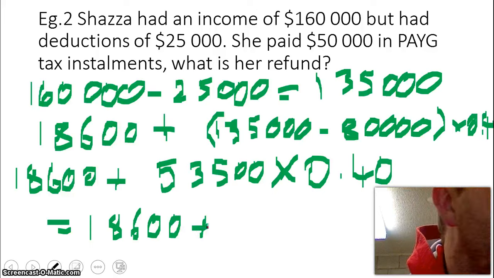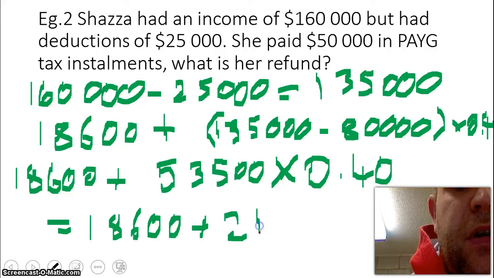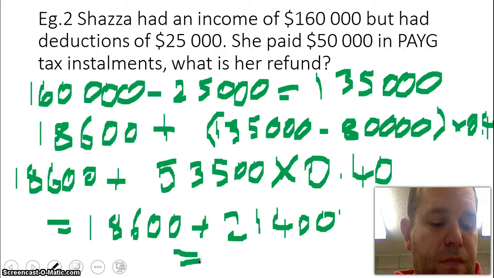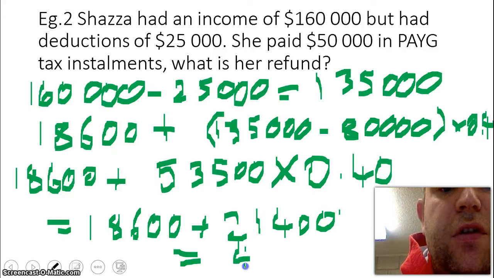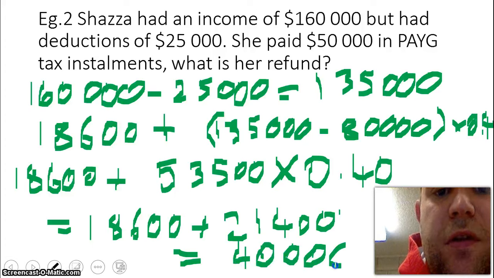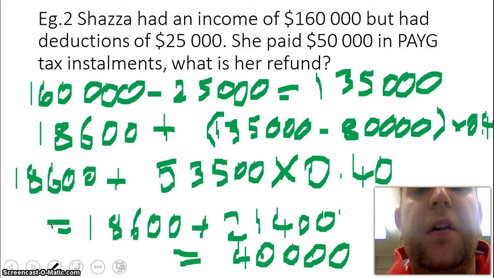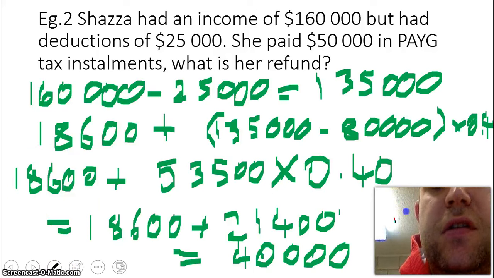So 18,600 plus 21,400. Add those two together, and we find that she has $40,000 to pay. So to calculate her refund, we just take the 50 that she's paid, take away the 40, and she gets a $10,000 refund.